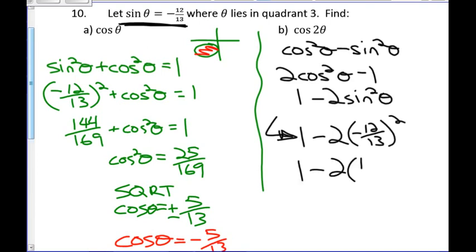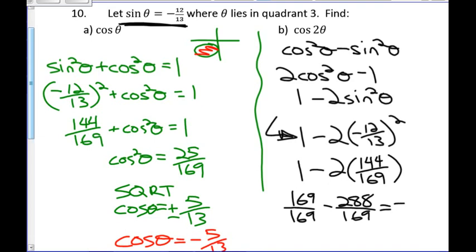That's 1 minus 2 times 144 over 169. I'm going to need a common denominator. And by the time we're done, we've got negative 119 over 169.